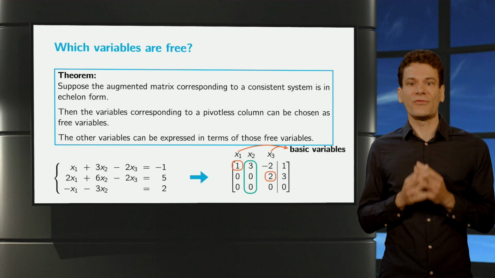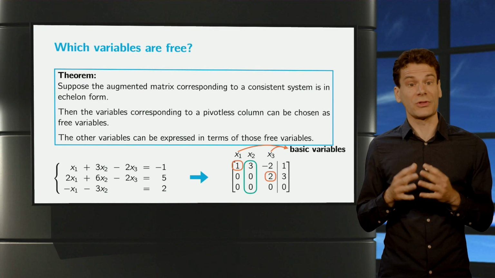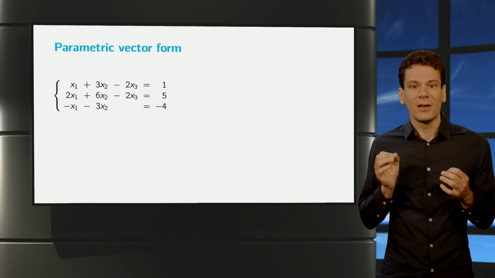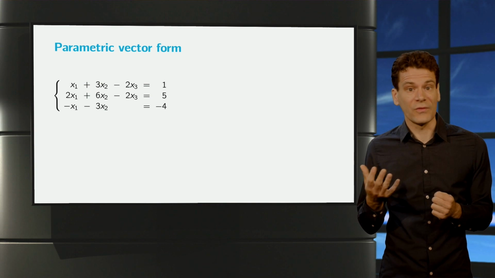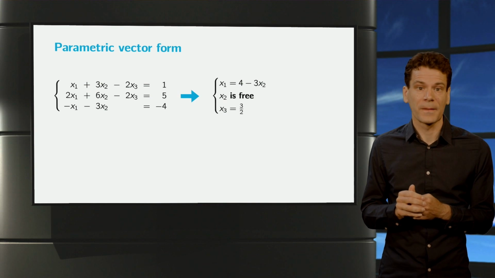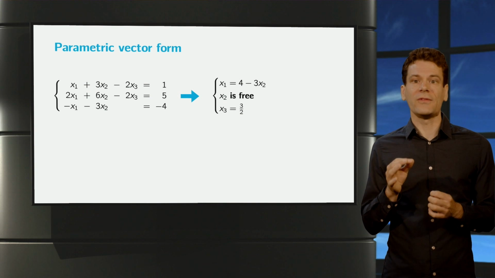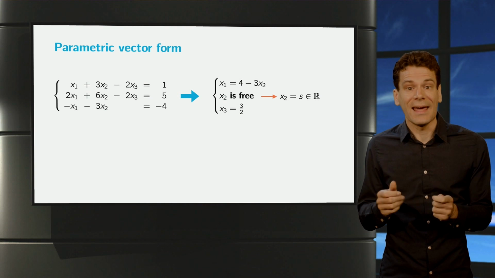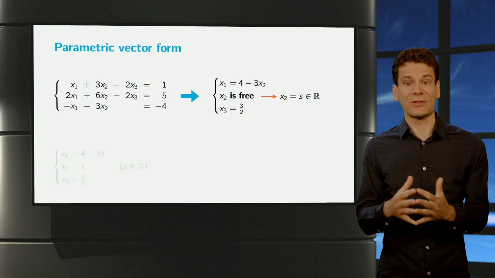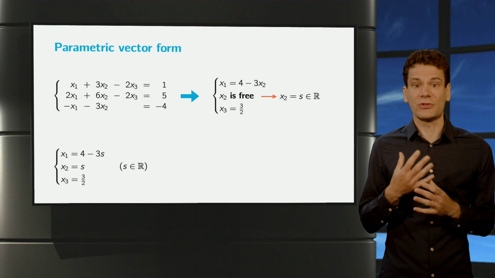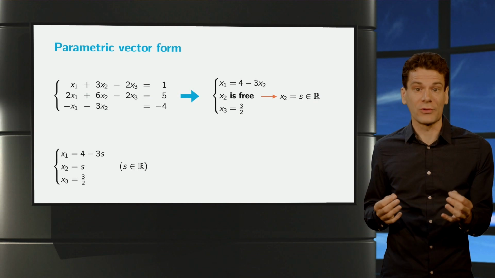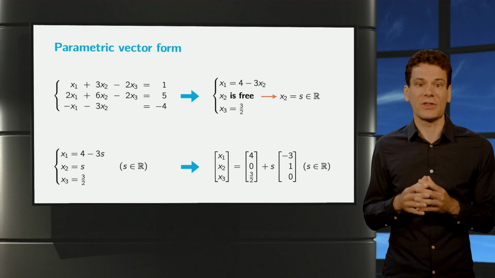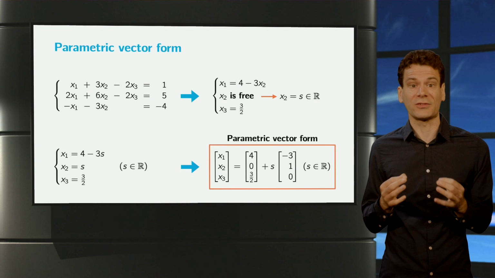I would like to end this video with a convenient way to rewrite the solution set, the so-called parametric vector form. For the example system, we found this solution set. Now think of the free variable x2 as a parameter. Let's call it s. Then we can write the solution set like this. We can rewrite the solution set in terms of vectors as follows. Check this for yourself. This representation of the solution set is called a parametric vector form.